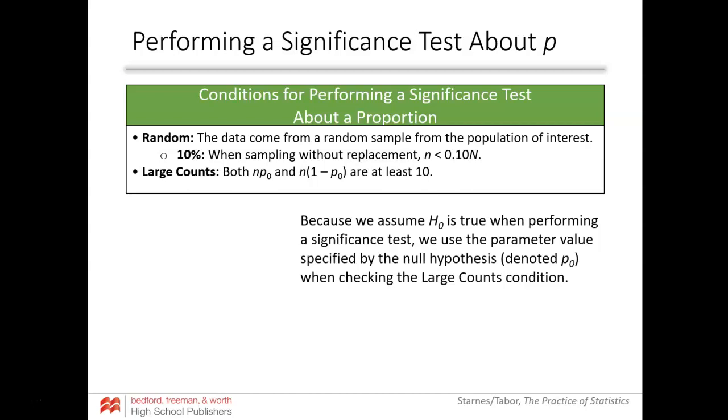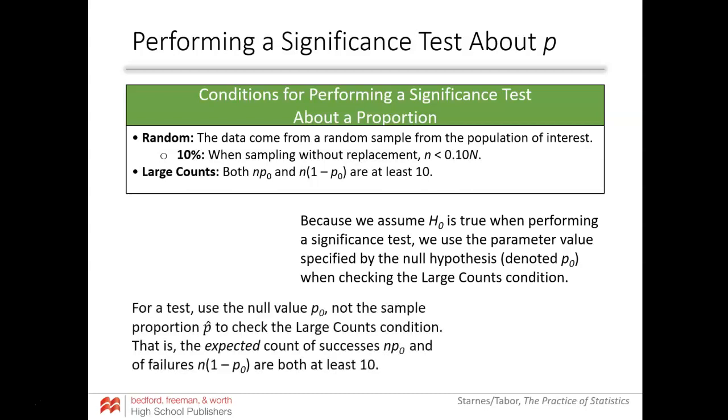Here's the note about that. Because we're assuming that the null hypothesis is true when we're performing the significance test, we use the parameter value noted as p sub naught when checking the large counts condition. That's also the same parameter value that you're going to use when you find the standard deviation or standard error.